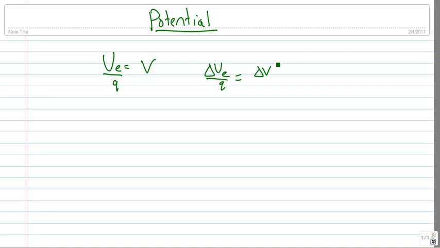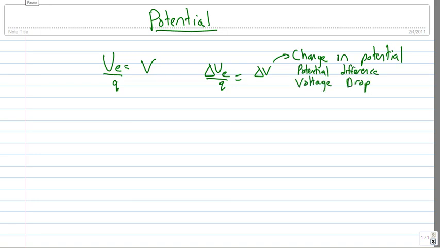Now this is called alternately change in potential or potential difference or voltage drop, or, and this is confusing, voltage. So when we say a battery has a voltage of 1.5 volts, we really mean there's a 1.5 volt drop from positive to negative. Okay, delta U_E, change in potential energy.